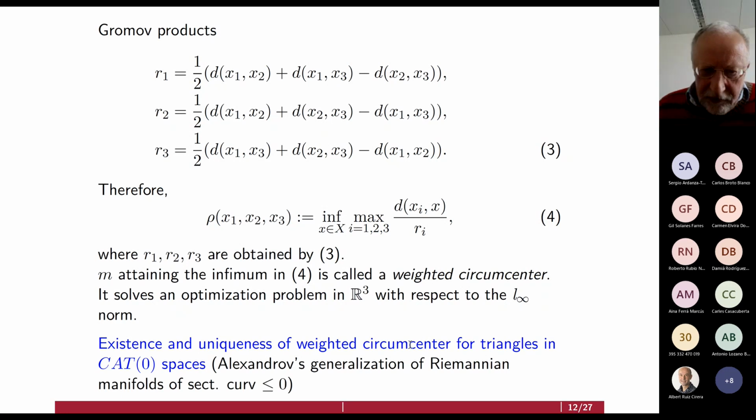Of course, you need to show the existence and uniqueness, but for instance, you can do that in Alexandrov spaces of non-positive curvature. I will give you a definition in a moment. At the moment, I just want to mention that in spaces that you're naturally interested in, you do have the existence and uniqueness of weighted circumcenters, even though uniqueness will in general no longer hold in L-infinity spaces.